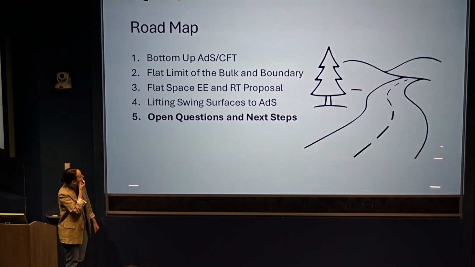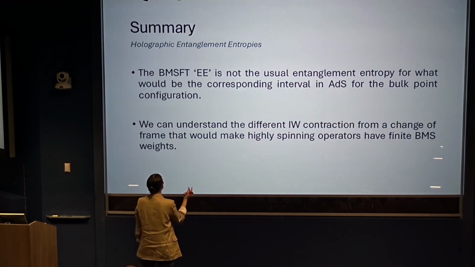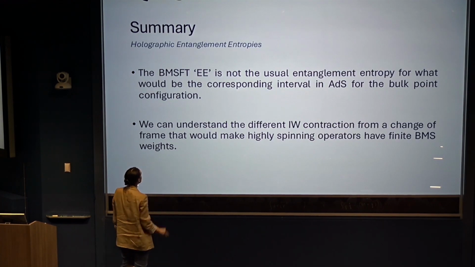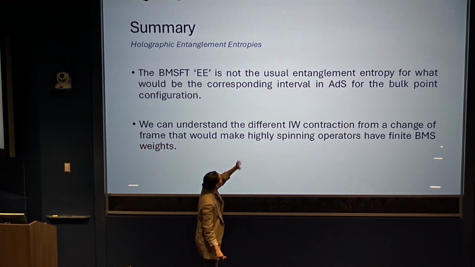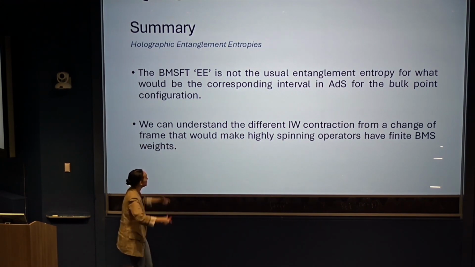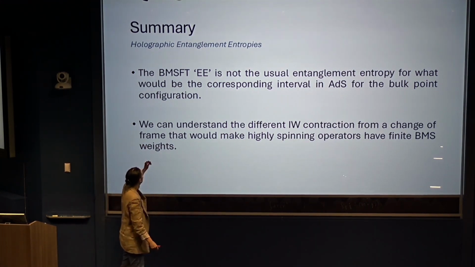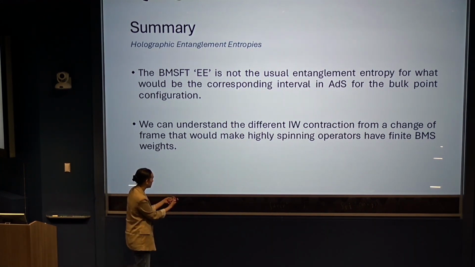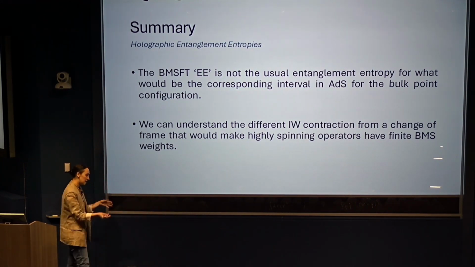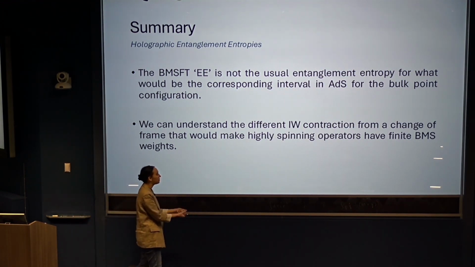So let me then get to just the open questions and next steps, so it's good timing. The first observation would be that I would have said that the entanglement entropy for this BMS field theory might not be what I would have called an entanglement entropy for this interval in the bulk point configuration that I take the flat limit of. However, I can also understand the different contractions as just a change of frame. So if I look at Barnich's paper, which contraction gives me the BMS algebra and the central extensions, I'm not fighting that.